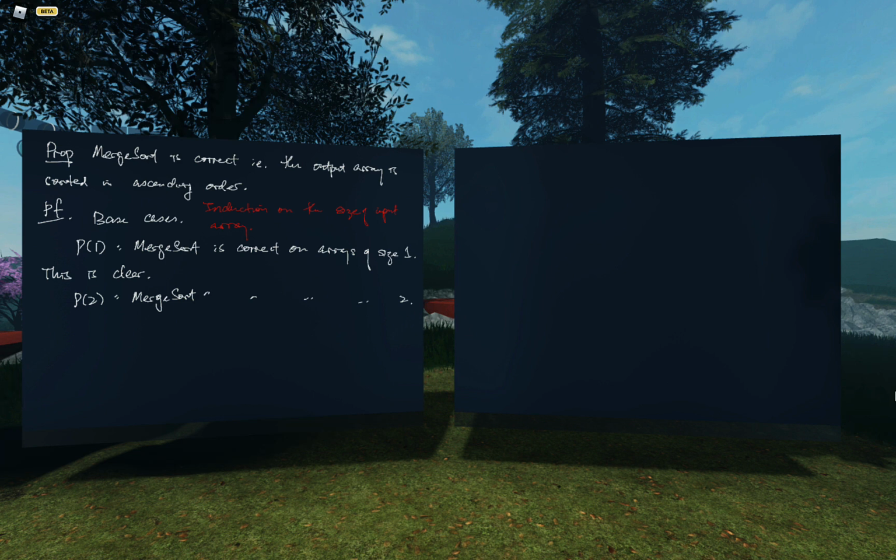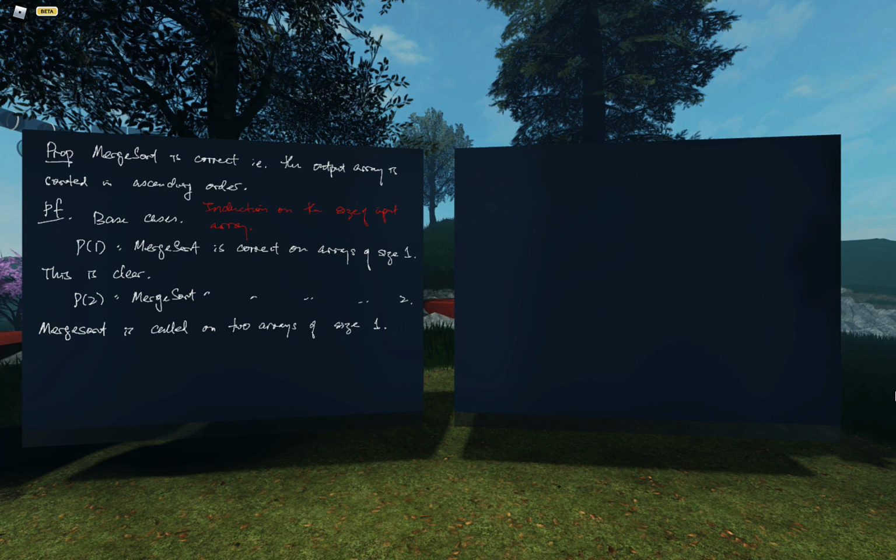So this requires a little bit of thinking, right? When you feed it through, what happens is that merge sort is called on 2 arrays of size 1, right? Because when you look at the algorithm, right?